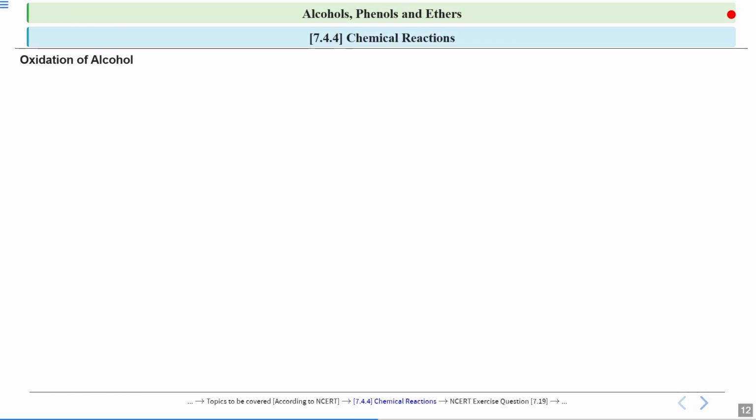Now, next we will talk about oxidation of alcohols. We will see what oxidizing agents are used here to oxidize our alcohols to ketones or carboxylic groups.